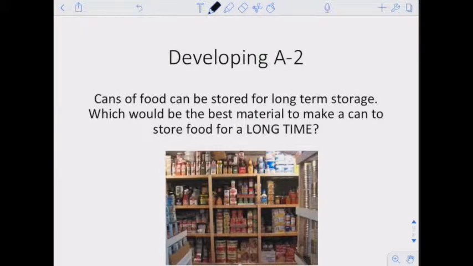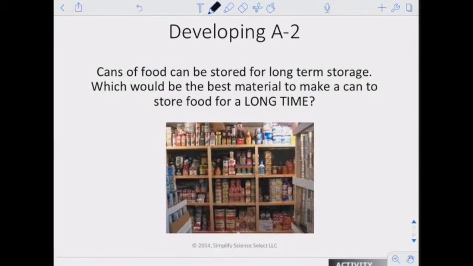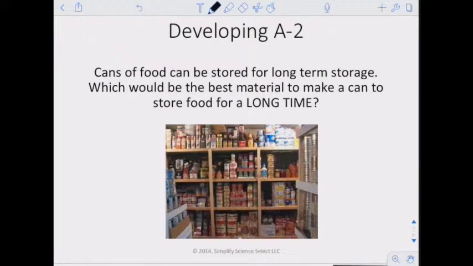Next question. It says, cans of food can be stored for long-term storage. Which would be the best material to make a can to store food for a long time? So we would want something that's unreactive. And if you had the money, the best way to store canned food would be to store it in a gold can.